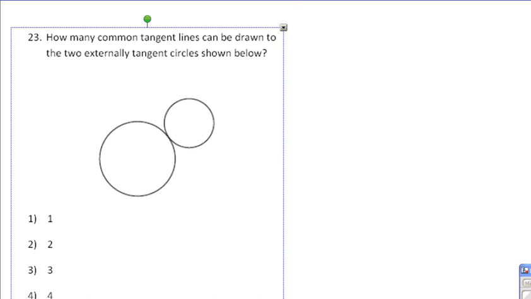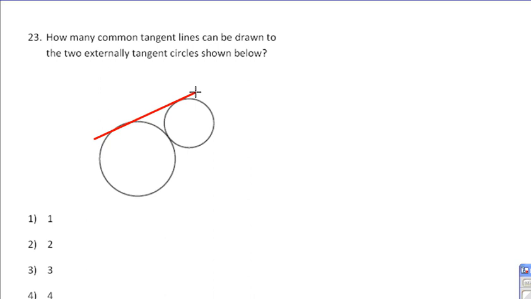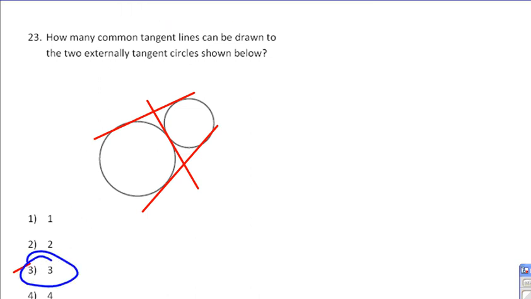How many tangent lines can be drawn? In fact, the answer is 3. Because this can be 1, imagine. This can be another one. And then the third one goes right here in the middle. Therefore, the answer would be choice 3.